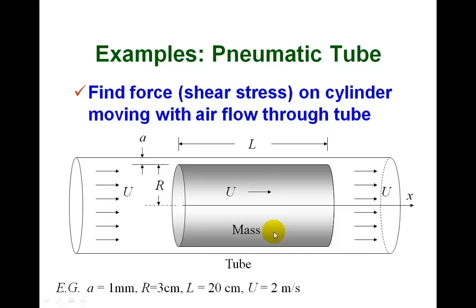So let's assume that this delivery cylinder is 20 centimeters long. We're moving it at a velocity of 2 meters per second, and our radius is about 3 centimeters, so this is more of a pharmaceutical sized delivery tube. And then there's a small gap of width 1 millimeter between that cylinder and the wall, and we want to figure out what the shear stress is that would be slowing down this mass as it's moving through this tube.